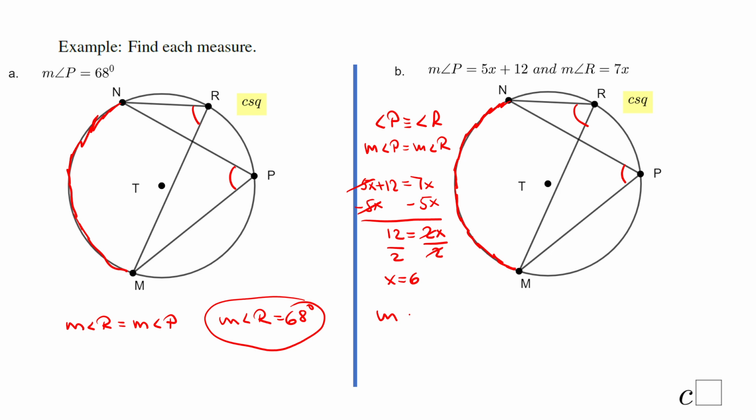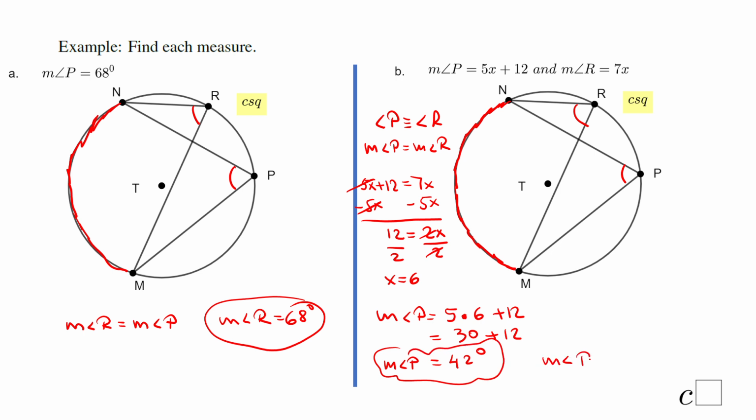Now we need to find the measure of the angle. So I'm going to go angle P. And that will be 5x plus 12, 5 times 6 plus 12. That will be 30 plus 12. That will be 42 degrees. This is how much the measure of angle P is. And how much is going to be the measure of angle R? The same. Remember, these two angles are congruent because they are inscribed angles and they have the same intercept arc.